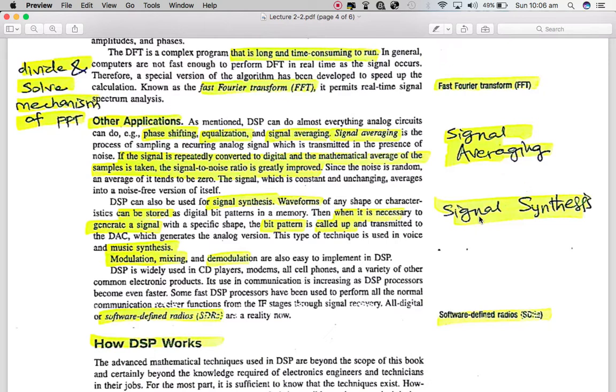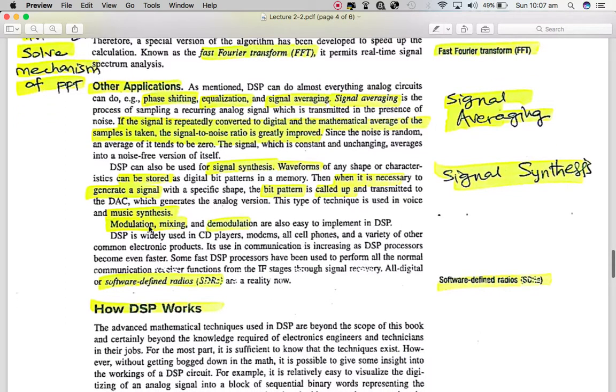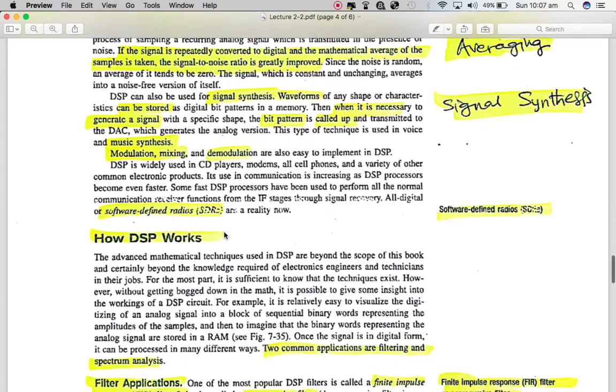And we can also save different bit patterns of the symbols of the digital data, and we can generate any kind of signal according to our wish in the DSP gadgets. They can do modulation, demodulation, and mixing, and DSP gadgets performing these kinds of operations can be called software defined radios.